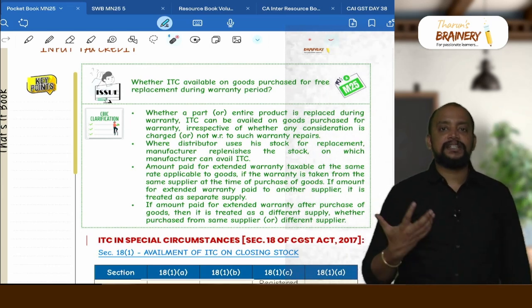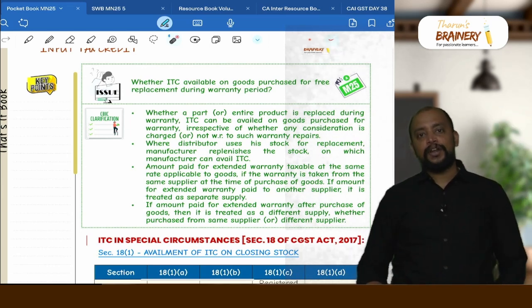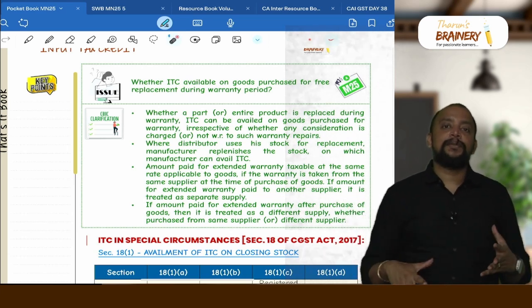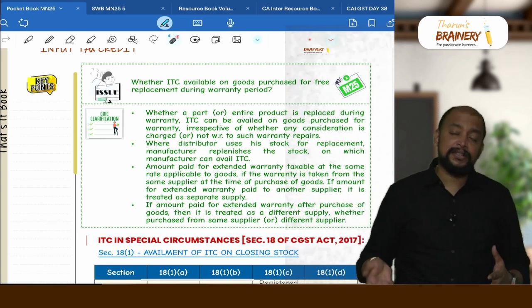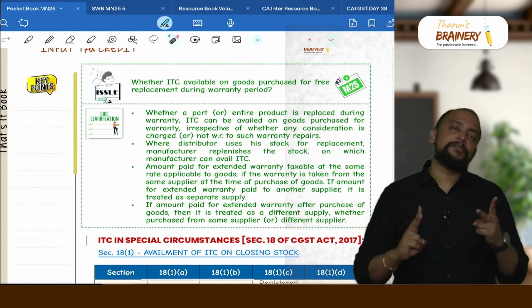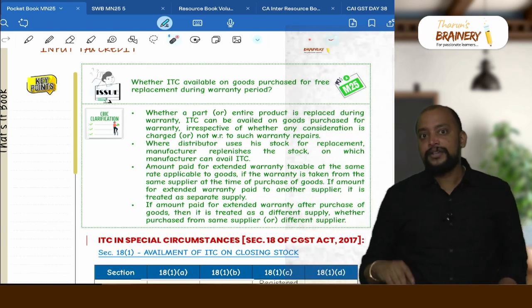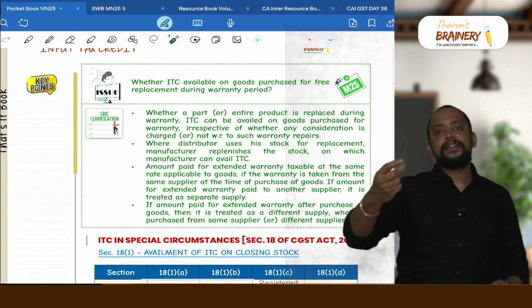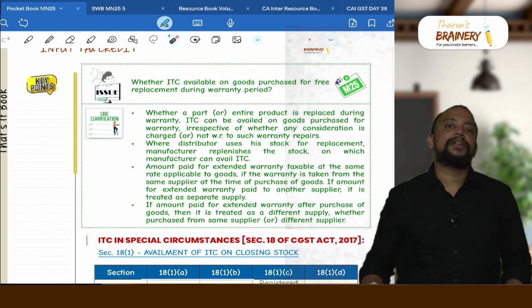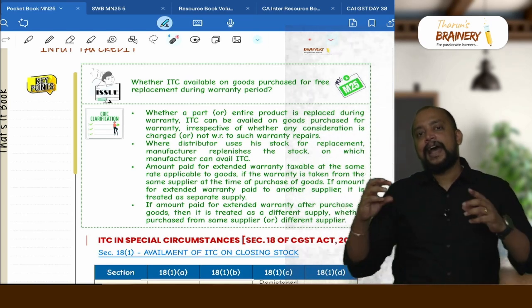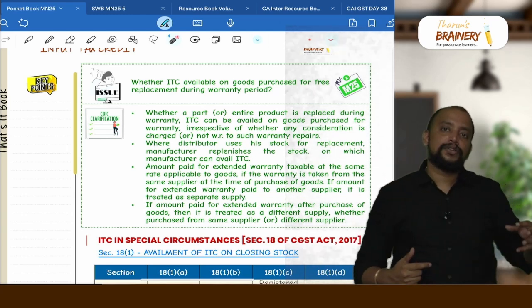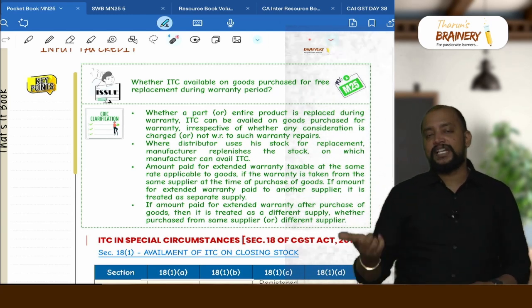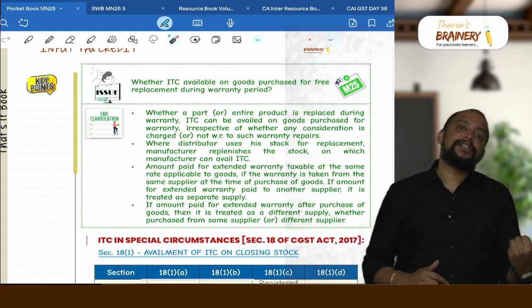Generally, whenever we purchase any goods for free replacement during the warranty period, definitely we can take ITC. Simple point. So the entire product may be replaced or maybe a part can be replaced. Just remember two examples. Example number one. You purchased a car, you are my customer, I am the dealer, and there is an issue. Say the sensor is not working in that car, you are bringing me the car and that sensor is a defect. So I have a part, sensor, and I replace the part. Okay, free replacement of a part. So can I take ITC on the sensor purchased?